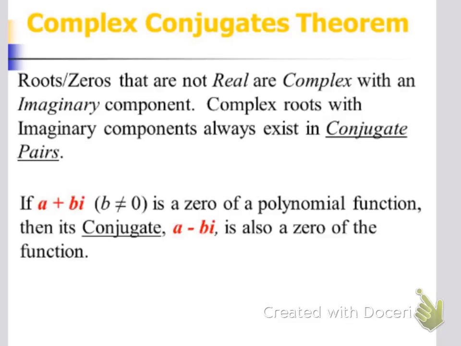Okay, the next thing we're going to talk about is the complex conjugate theorem. It says that roots or zeros that are not real are complex with an imaginary component. Complex roots with imaginary components always exist in conjugate pairs. Alright, so if a plus bi, where b doesn't equal 0, is a zero of a polynomial function, then its conjugate, a minus bi, is also a zero of the function. So what this is saying is if I have a zero that is 3 plus 2i, then I know automatically that 3 minus 2i also has to be a zero.